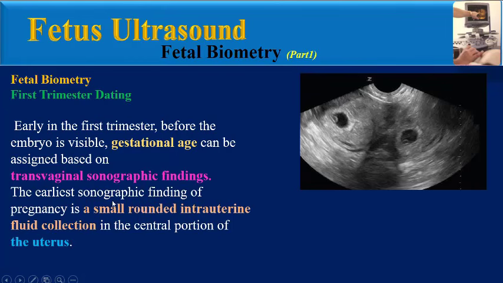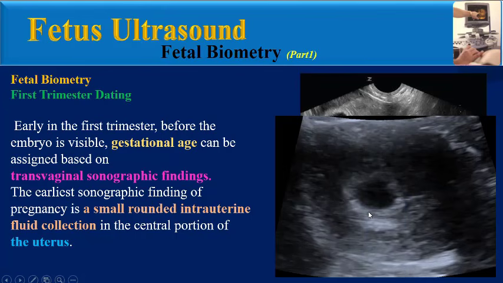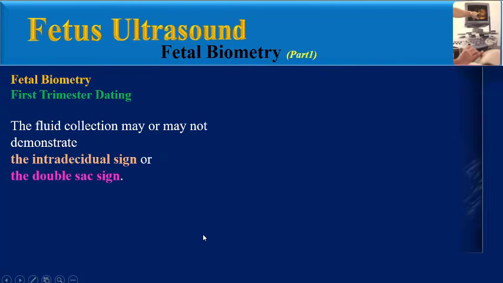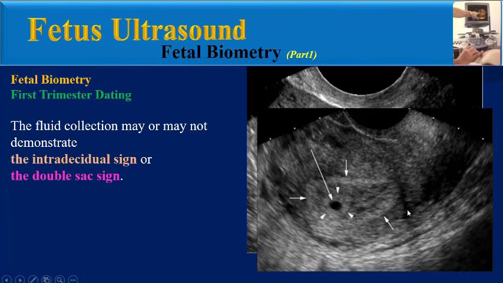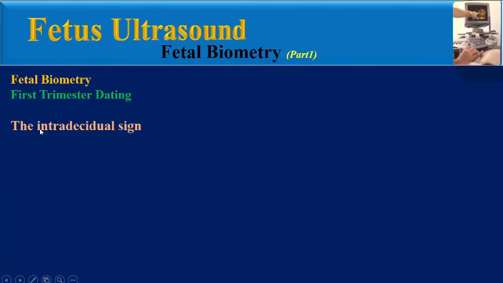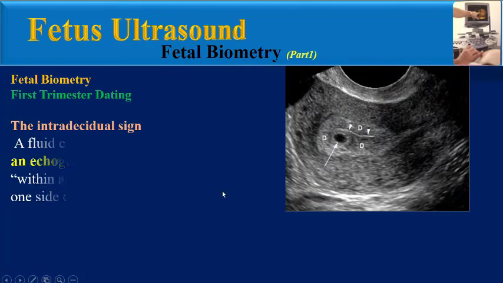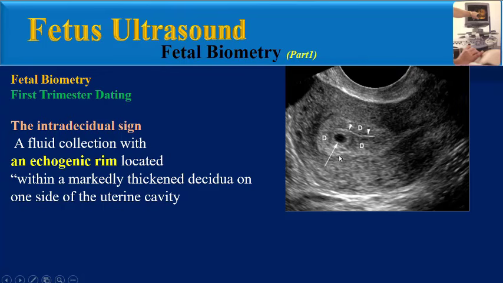The earliest sonographic finding of pregnancy is a small, rounded intrauterine fluid collection in the central portion of the uterus. The fluid collection may or may not demonstrate the intradecidual sign or double sac sign. What is the intradecidual sign? A fluid collection with an echogenic ring located within a markedly thickened decidua on one side of the uterine cavity.